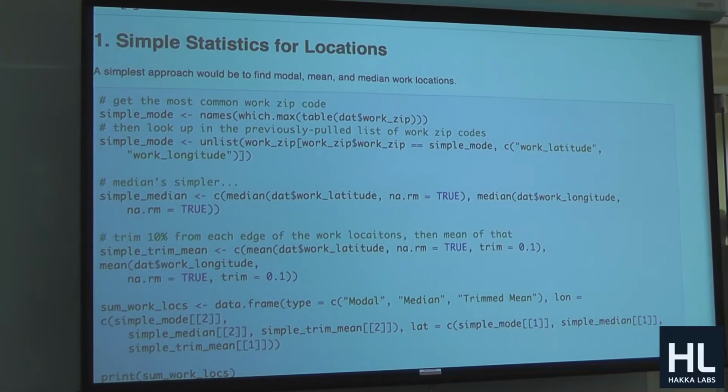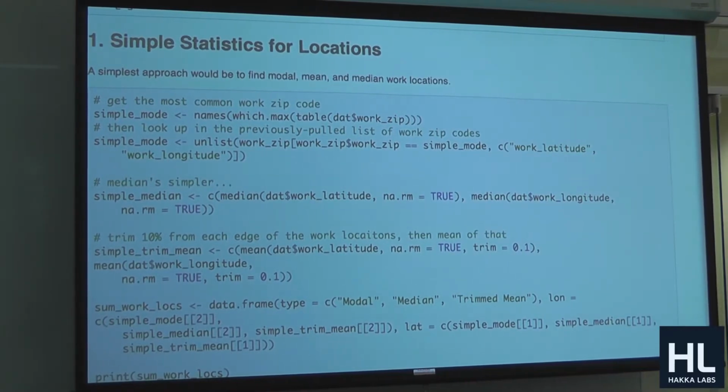Okay, so really simple things you can do. These turn out to actually be really good in some ways. So the easiest thing to do is to look at simple summary statistics, mode, mean, and median of those work locations. So this is all I'm doing.